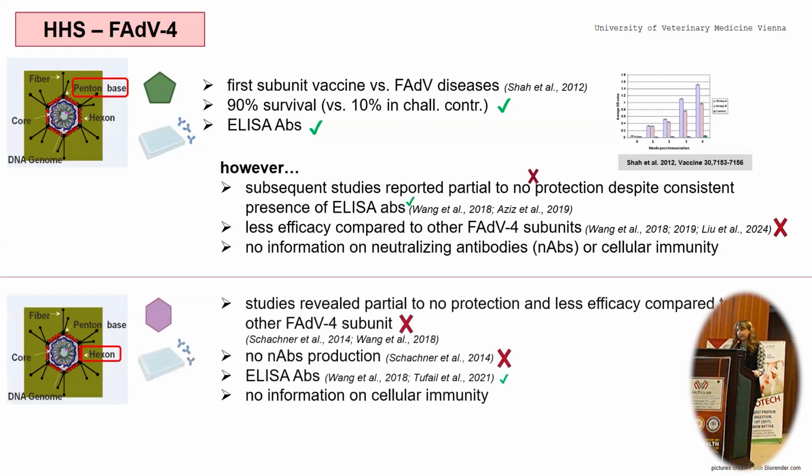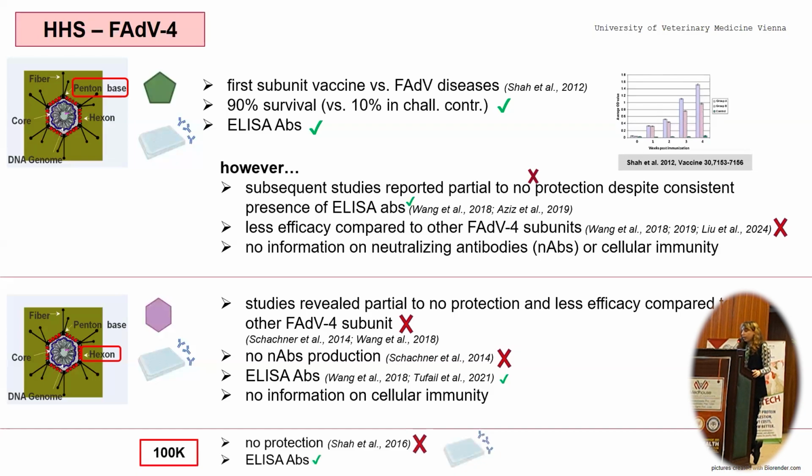There are some studies also using the exon, the FAdV4 exon against HHS, although they reveal partial to no protection and also less efficacy compared to other subunits. Also, there is one study that used it and showed that there was no neutralizing antibodies production despite the presence of antibodies on the ELISA.